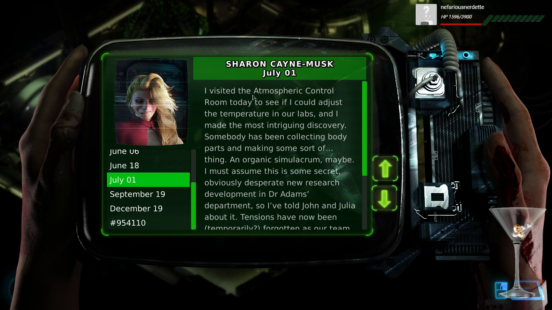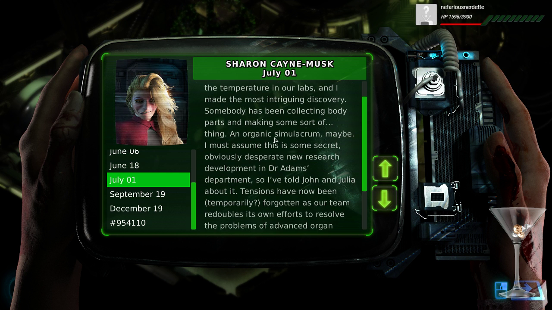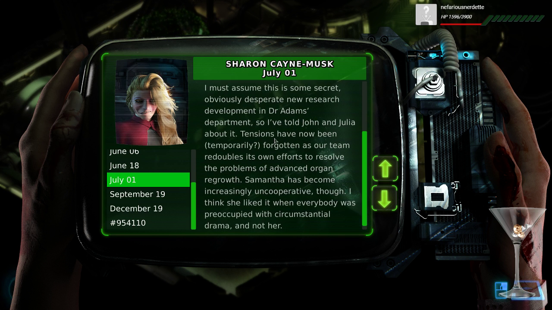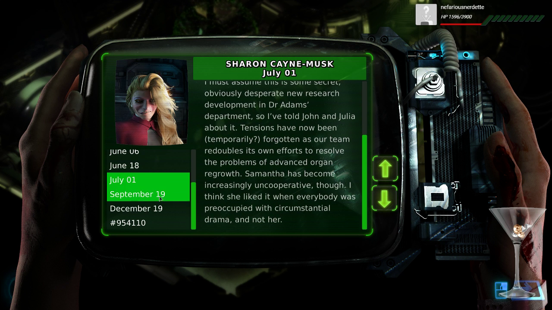July 1st. I visited the atmospheric control room today to see if I could adjust the temperature in our labs, and I made the most intriguing discovery. Somebody has been collecting body parts and making some sort of thing. An organic simulacrum, maybe. I must assume this is some secret, obviously desperate new research development in Dr. Adams' department. So I've told John and Julia about it. Tensions have now been temporarily forgotten as our team redoubles its own efforts to resolve the problems of advanced organ regrowth. Samantha has become increasingly uncooperative, though. I think she liked it when everybody was preoccupied with circumstantial drama and not her.